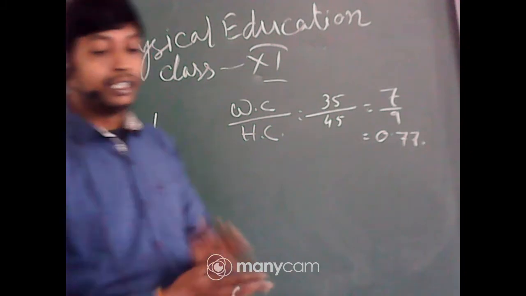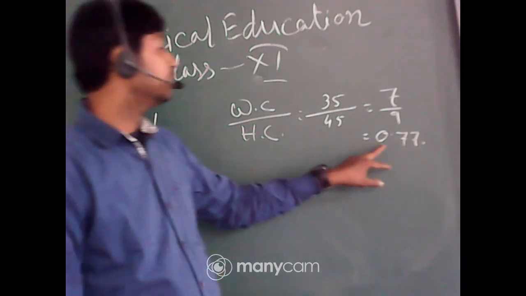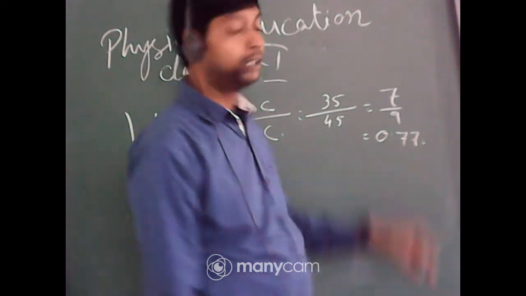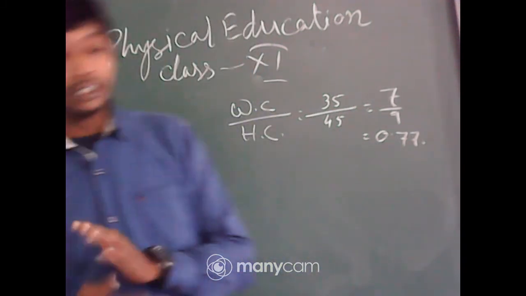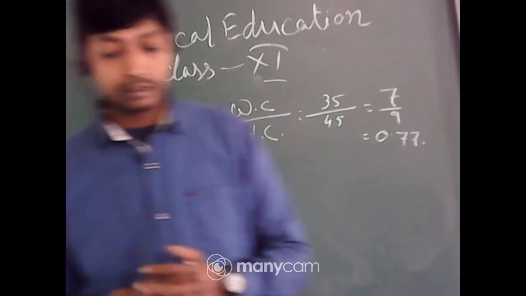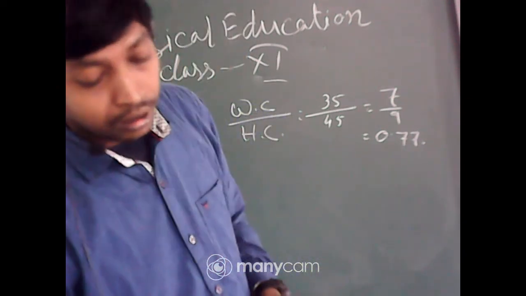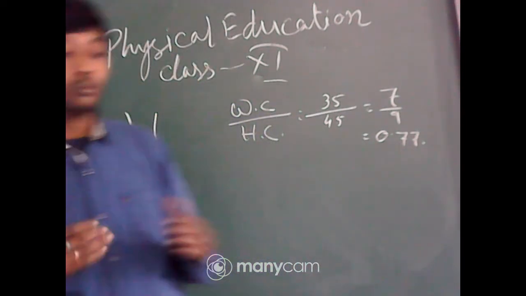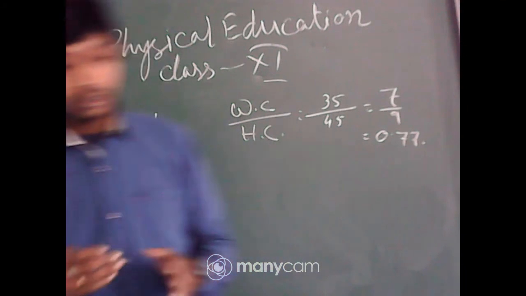So if we calculate that ratio, 0.77, then we get a chart where we can identify what the body structure is, or what the waist hip ratio indicates.